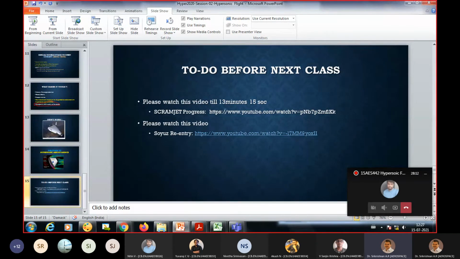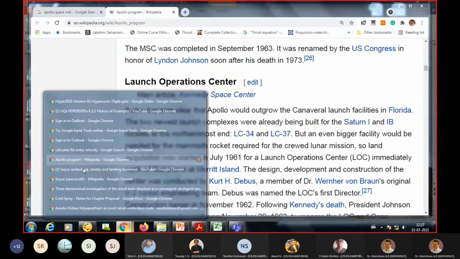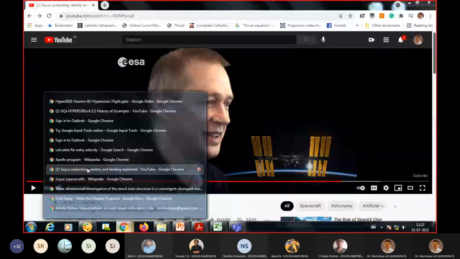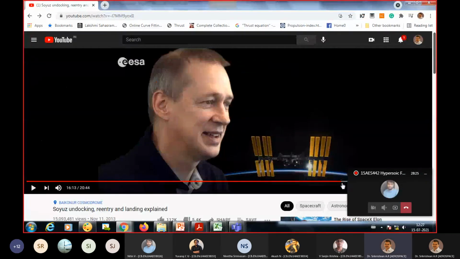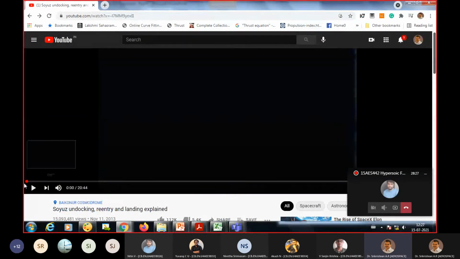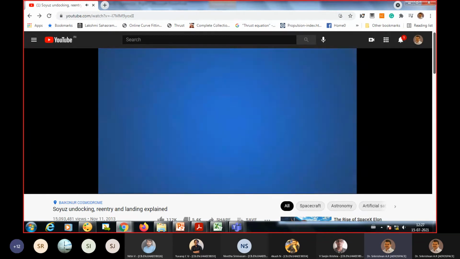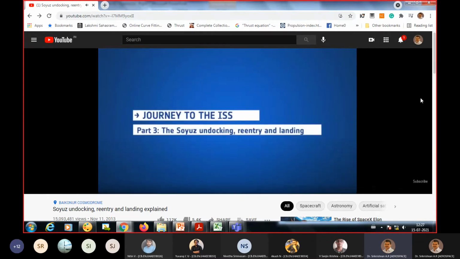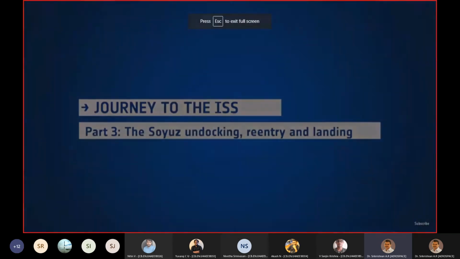The first one is about the Soyuz re-entry. You would have watched it earlier also, but that's fine. In the context of hypersonic flows and re-entry physics, it'll be good to go through it once again, just to see some of the issues which are going to be pertinent in what we are going to discuss.